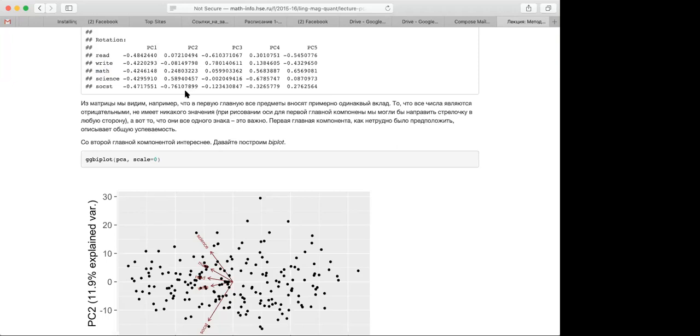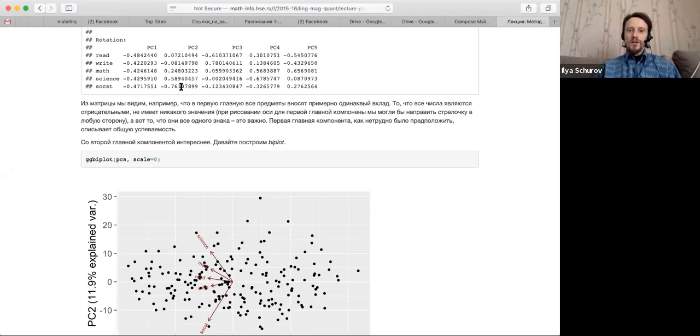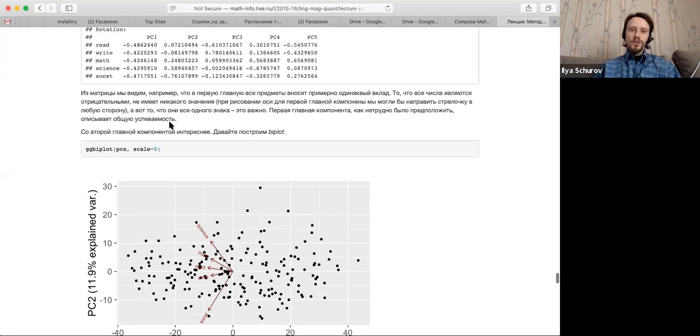Well, maybe the biggest impact has social studies. So PC2 has the most information about this subject. Yes, this is correct. But okay, if you want to explain what PC2 measures to somebody who doesn't understand everything that we discussed, you just show this picture and you want to give some rough idea of what PC2 measures in this case.